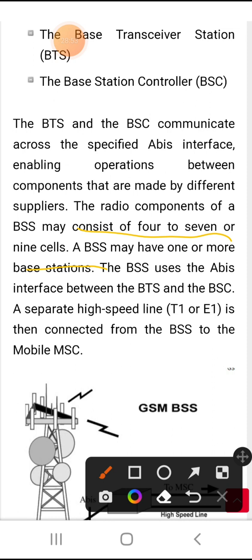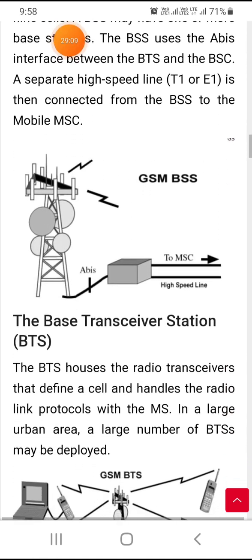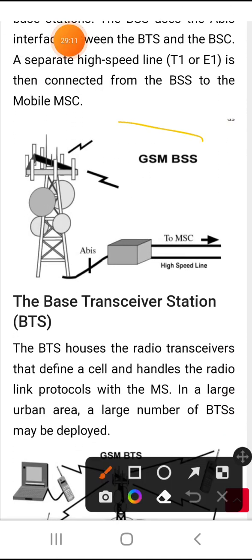The BSS may have one or more base stations. The BSS uses the Abis interface between the BTS and the BSC. There is a high speed line that is connected from the BSS to the mobile switching center, the MSC. Now, in GSM, the BSS, the Abis interface, and the high speed line to the MSC.